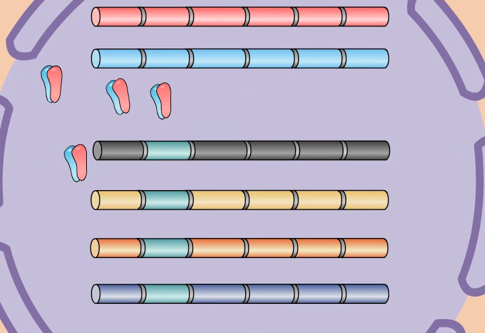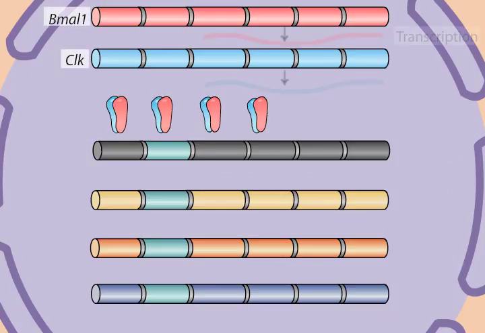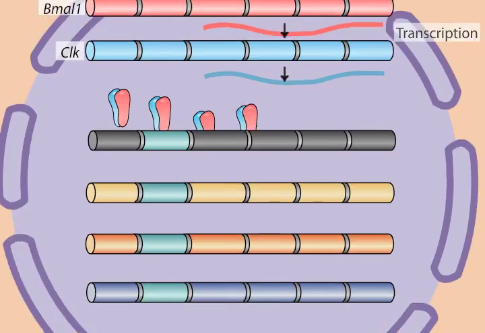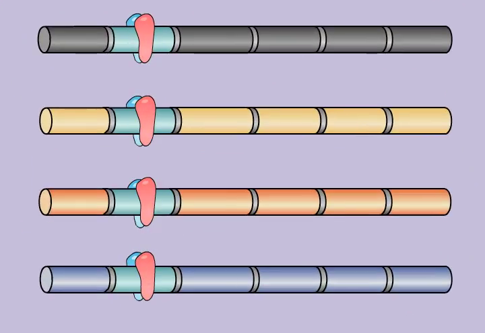bmol1 and clock bind together to form a dimer and enter the nucleus. Note that in the nucleus, the genes that encode these proteins are active. They continue to be transcribed into mRNA, which is exported from the nucleus for translation into bmol1 and clock proteins. The dimer binds to the cell's DNA at regulatory sequences called E-boxes.